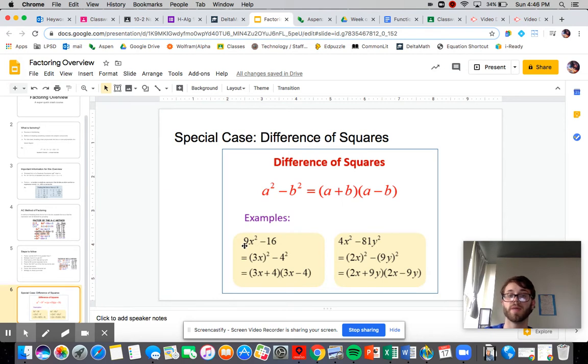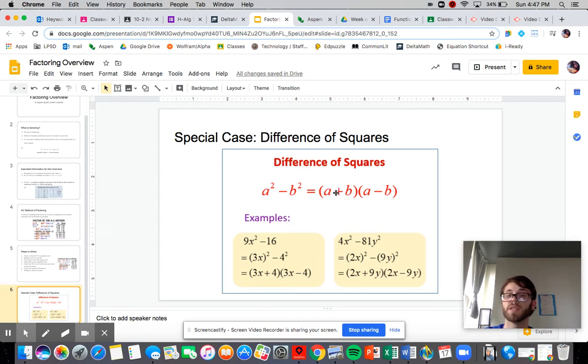So see here we have 9x squared minus 16. All right, so obviously 16 is 4 squared. 9x squared is the same thing as 3x squared, right? So if you ever have something like 9, 16, 25, 36, 64 in front of x squared, this method will work. So ultimately, when you look at this, you have a is 3x, b is 4.